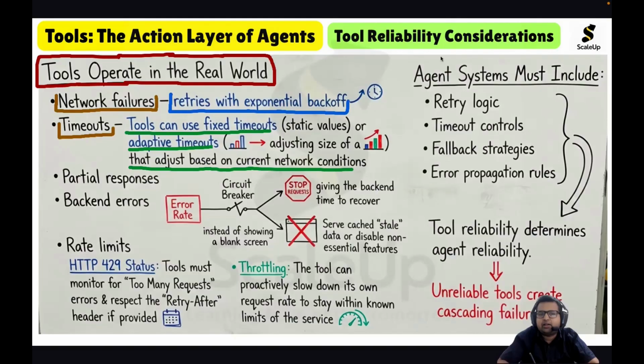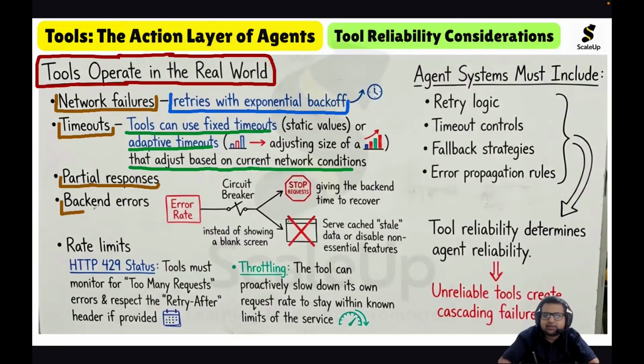Tools must handle partial responses. Now the idea is that a tool can wrap business APIs, and if the business API is generating partial responses, tools should be able to handle it.